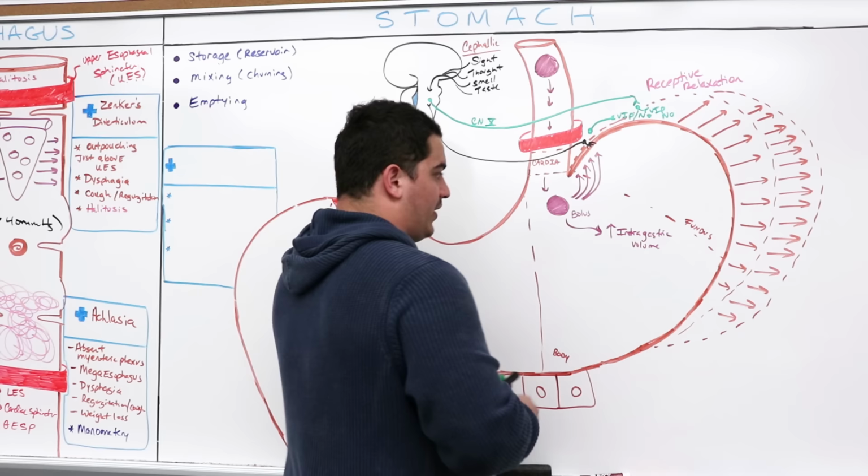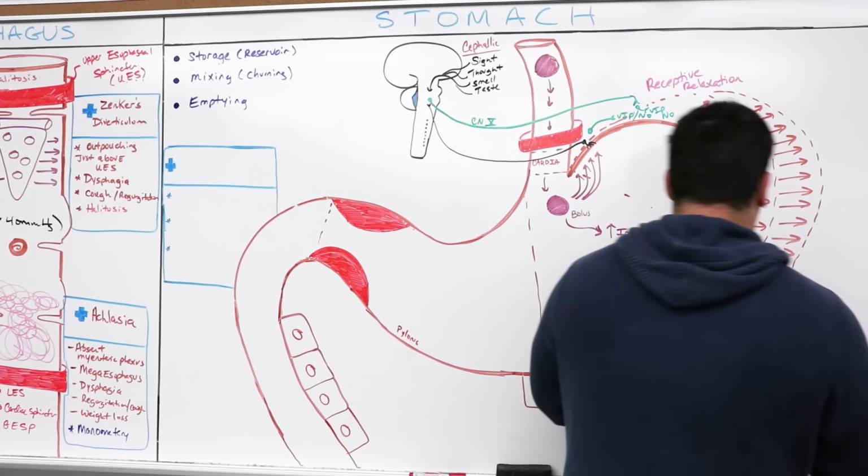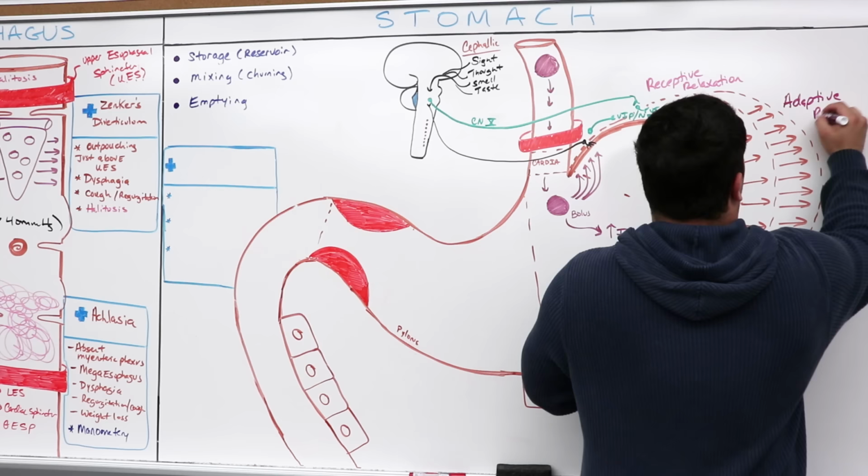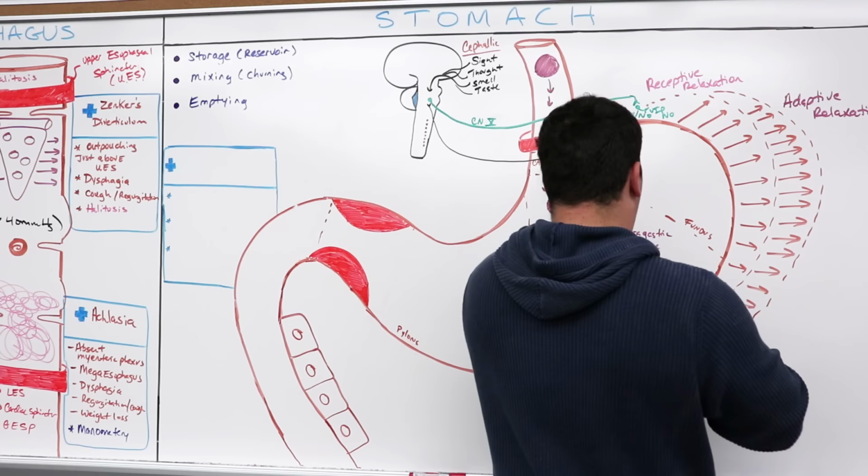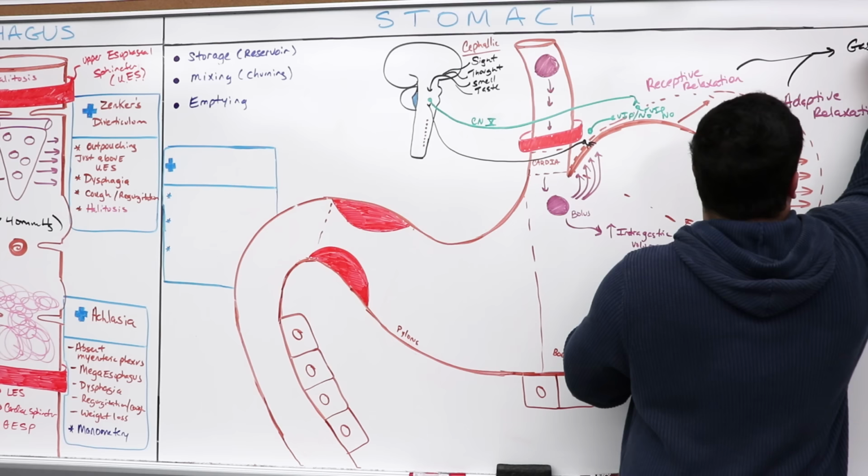And this actually is called adaptive relaxation. These are both important because they play a role in what's called accommodation. So these both play a role in what's called gastric accommodation.